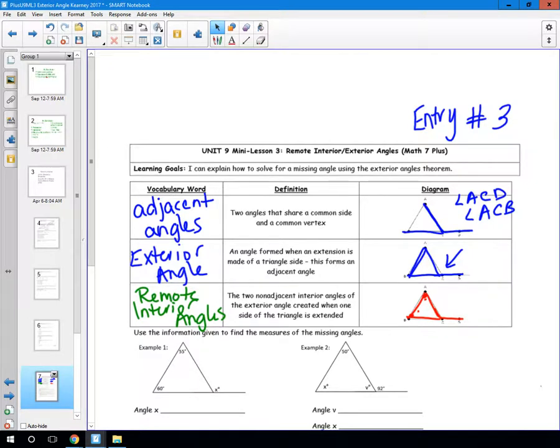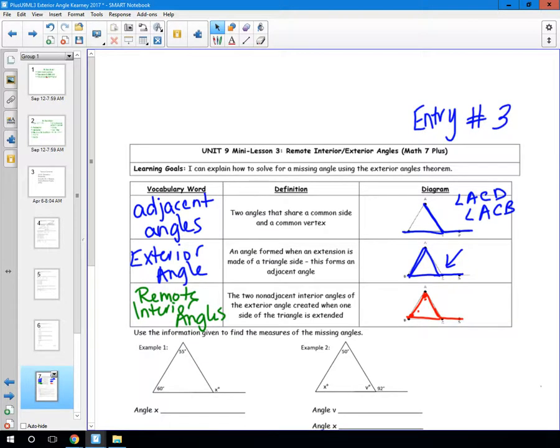Okay, so our three big words. Adjacent angles are beside each other. An exterior angle is what happens when you extend a line outside of a triangle. And those two angles on the inside of the triangle that are not adjacent to the exterior angle are known as remote interior angles. Okay, so we're going to take what we learned last week about the inside of a triangle to try to find some missing angles.